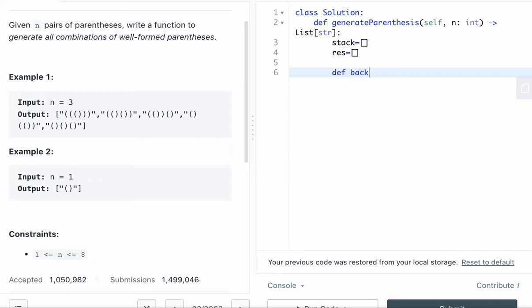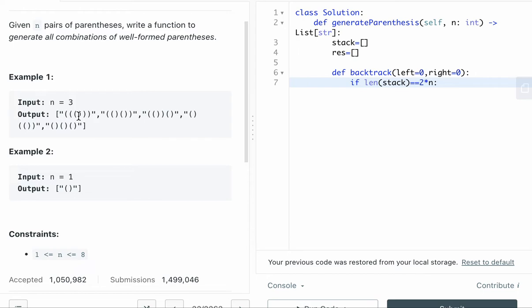So I'm going to define a backtracking function, and for the backtracking function I'm going to put two parameters: one is the left bracket and the other is the right bracket. At the beginning, I'm going to set the left parenthesis and the right parenthesis both to 0. Then I check if the length of the stack equals 2 times n, like we mentioned earlier. If n is three, then there are a total of 6 of them.